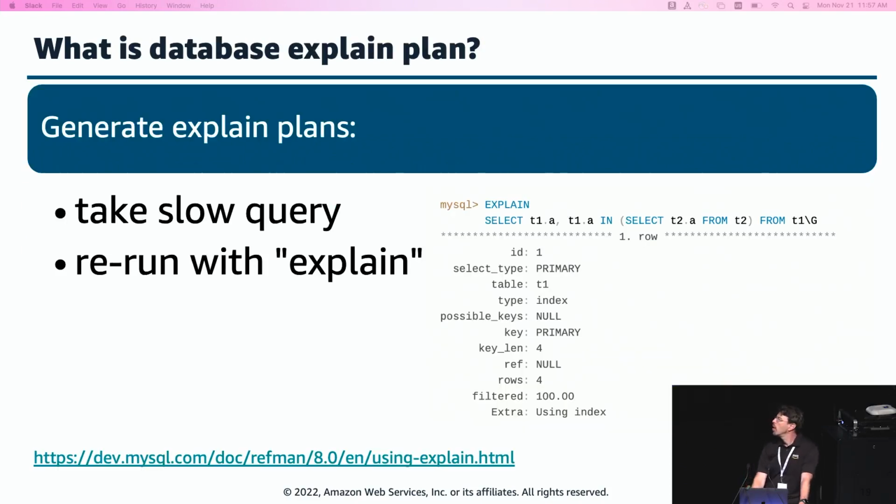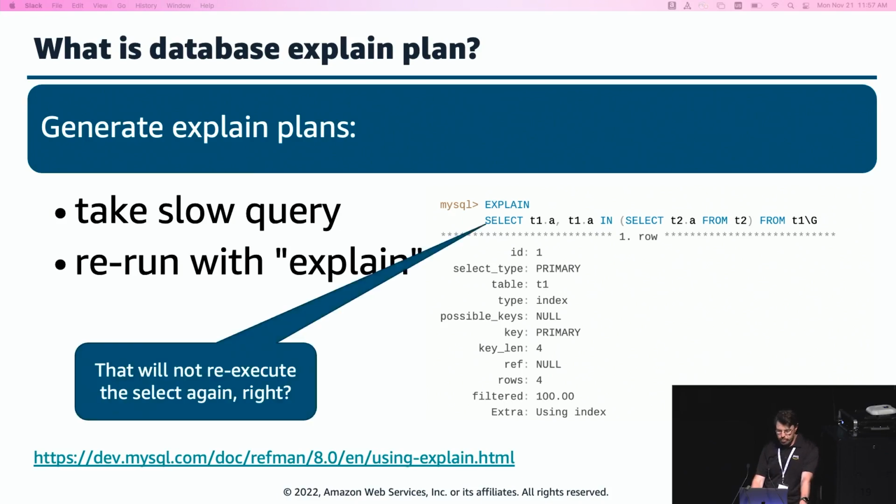So let's take a look at a typical select query. This select query has a subquery in it, and another query. If we run an explain plan on that query, MySQL will generate the explain plan and give you the metrics so that you can understand why this query is slow. It will give you information about how many rows are being scanned, what indexes are being used, and stuff like that. But the question is, it should never re-execute the select again, right? That would be bad.